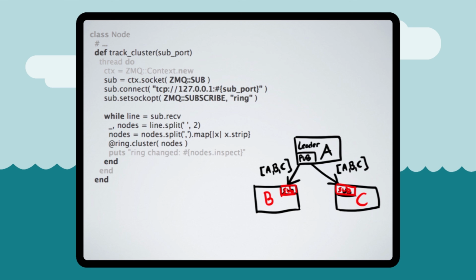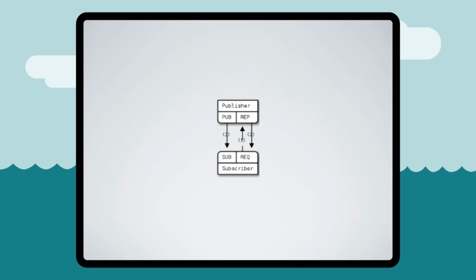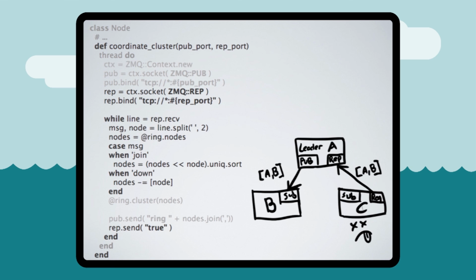But this is what it looks like in pictorial form. Here's the problem with a straight up pub sub, that doesn't really help us, because when we add a new node, whoever the master coordinator is has to know about it. So we, again, use request reply. So we're going to add a little reply socket here that will just sit and listen.